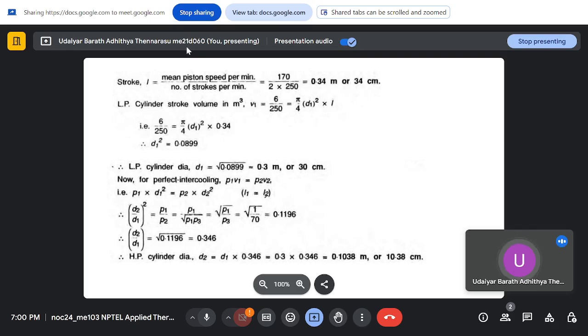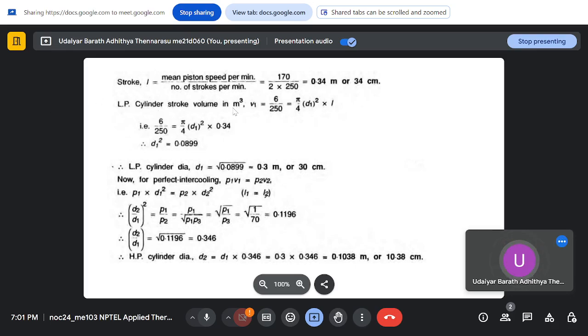Next we need to find out the cylinder diameter and stroke length. We'll find the stroke length first. The stroke length is mean piston speed divided by number of strokes per minute. So mean piston speed is 170 meters per minute divided by 2 into strokes per minute, which is running at 250 rpm, so 2 into 250, which gives you 0.34 meter or 34 centimeters. So that is the stroke length.